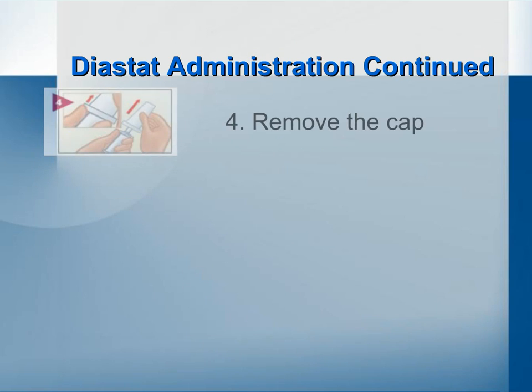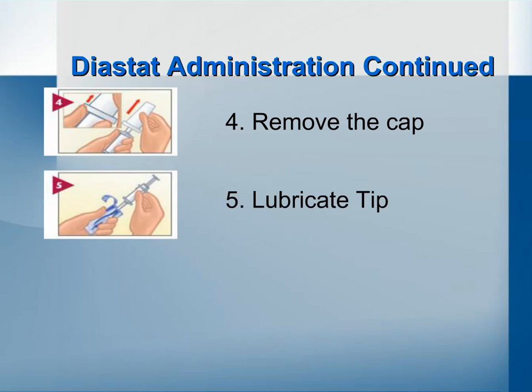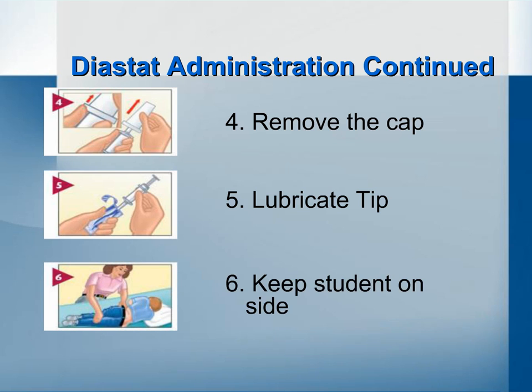Step 4 is to push up with your thumb and to pull to remove the cap from the syringe. Be sure the seal pin is removed with the cap. Step 5 is to be sure to lubricate the rectal tip with lubricating jelly. Make sure the student remains safely on their side during administration of this medication.